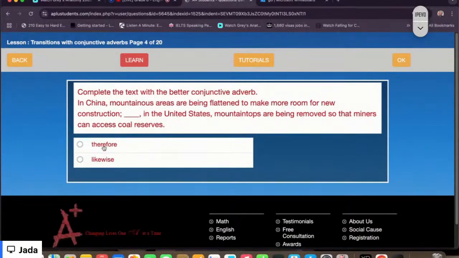In China, mountainous areas are being flattened to make more room for new construction. Dash, in the United States, mountaintops are being removed so that miners can access coal reserves. So is it going to be therefore or likewise?